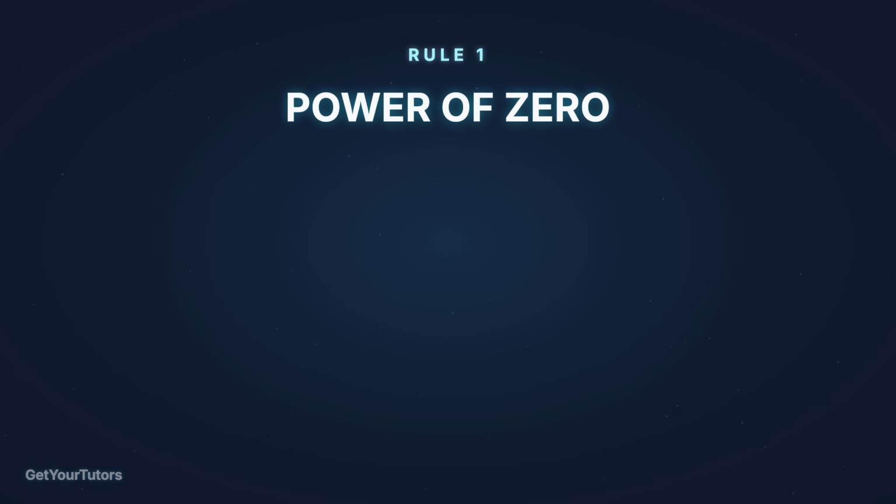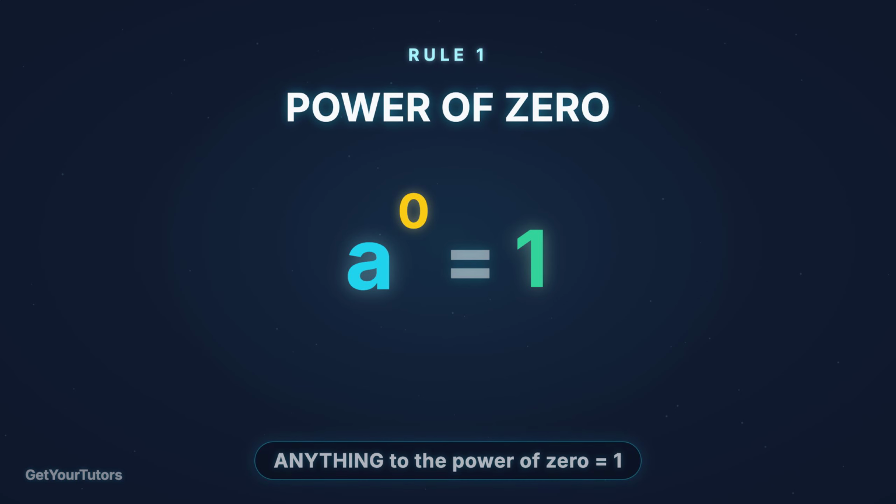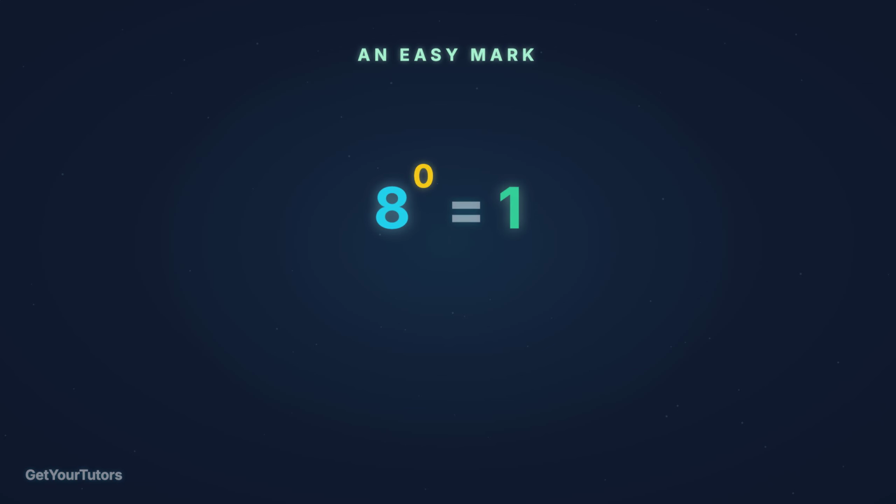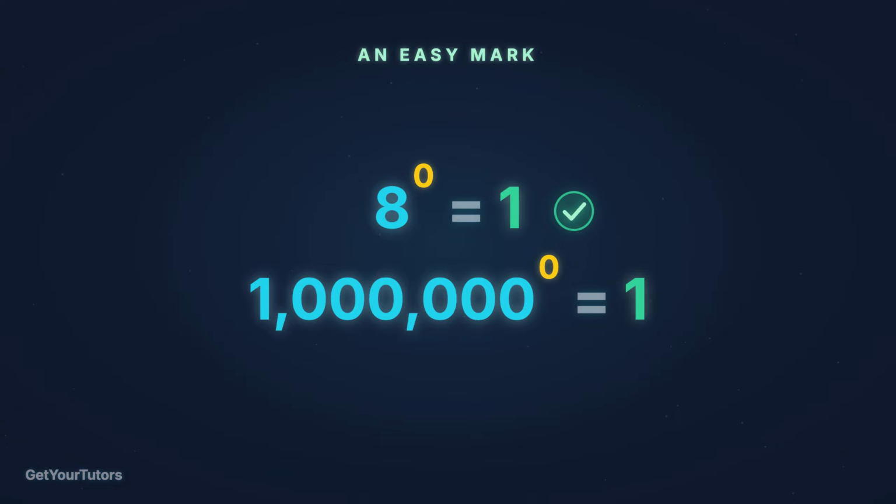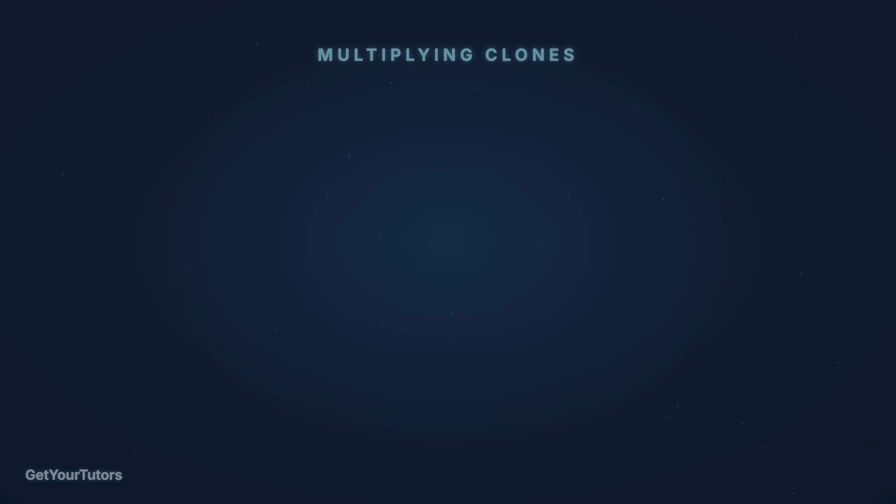Let us look at the rule for a power of 0. Absolutely anything to the power of 0 always equals exactly 1. 8 to the power of 0 equals 1. 1,000,000 to the power of 0 also equals exactly 1. Secure that easy mark. What happens if we multiply clones?